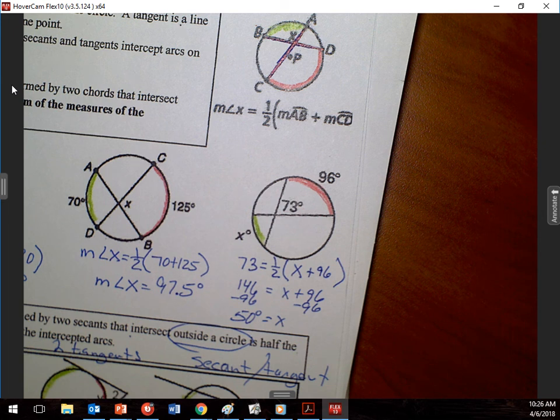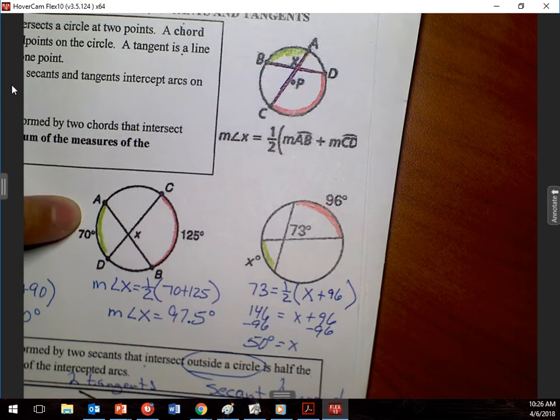Okay, so let's take a look. I'm showing you guys, these are the problems that we've already done that are just like this.